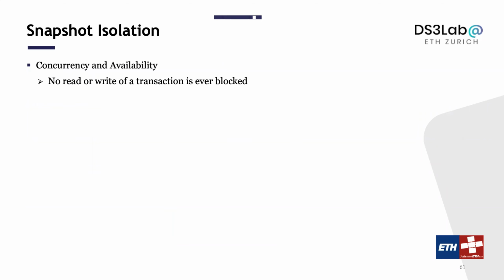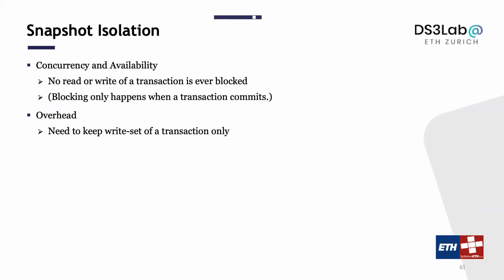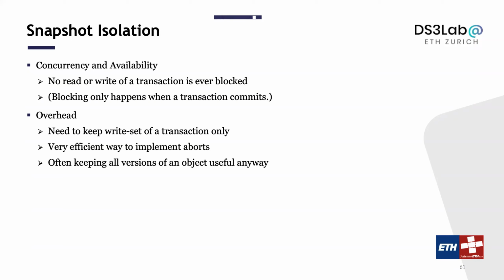The good thing about snapshot isolation is there's no read and write being blocked. It's very fast. The overhead is you need to keep the writes of a transaction by creating different versions. It's actually very efficient to implement, and sometimes it's not too much overhead to keep all the versions of the object, because in a database that is often something you need to do anyway. So there are no deadlocks, but there could be rollbacks. That's the trade-off.